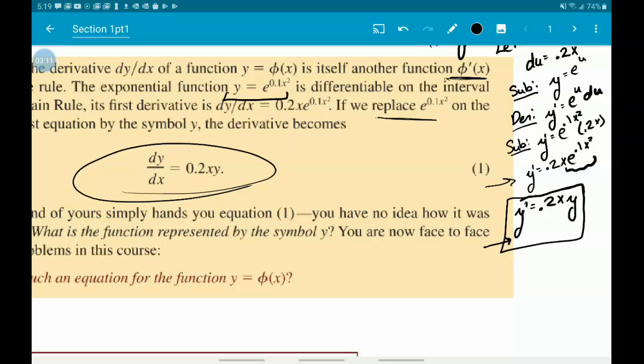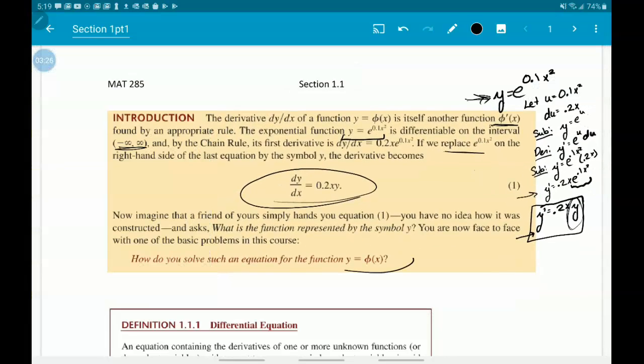We are given some kind of differential equation, whether it's a first derivative, we call that first order, or second derivative, second order. And we're asking, what is that function that satisfies that differential equation? What is our phi of x? What is that function? What does it have to be? So that's the whole goal when we talk about differential equations.